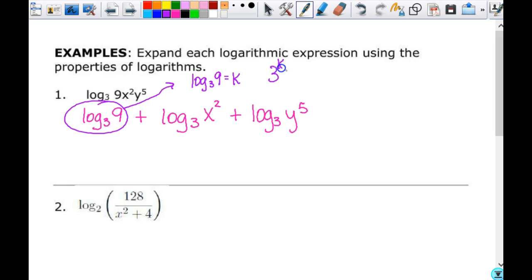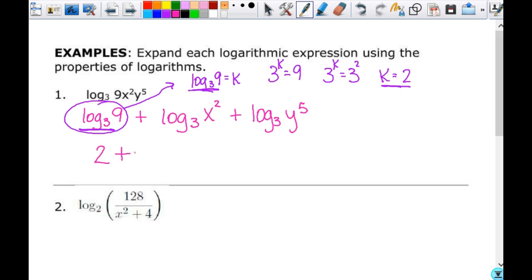3 to the k equals 9. So that means that 3 to the k equals 3 squared. So k equals 2. And k represents this right here. So now this gets replaced with 2, right? We're going to substitute it in there. Does that make sense to you? So this becomes 2 because we just simplified it.